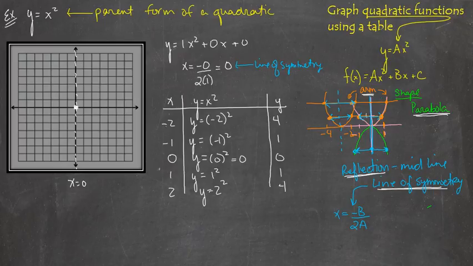So let's plot these points. -2 input leads to 4 output. So let's say -2, 1, 2, 3, 4. So that's the point -2, 4.